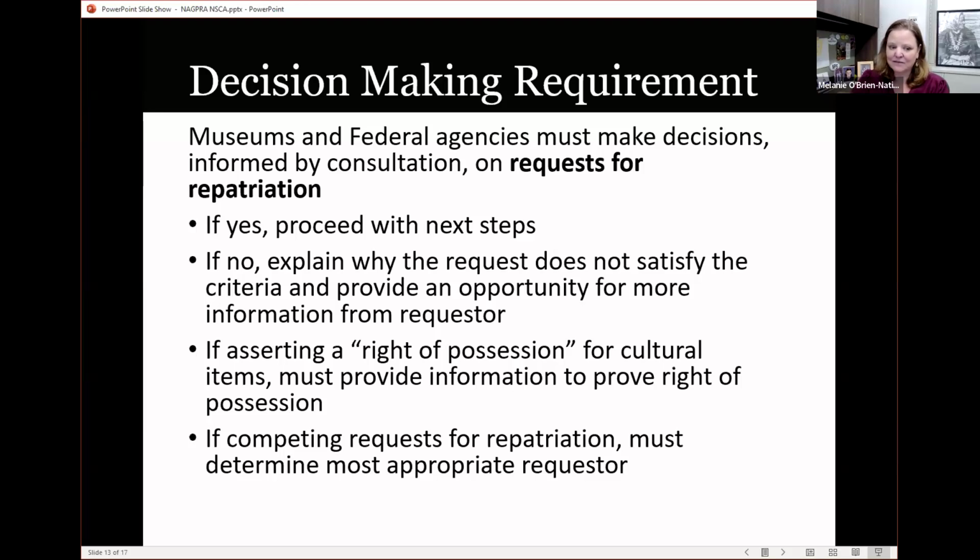There is an option for a museum to make an assertion of what's called a right of possession, particularly for cultural items in a collection. This is a very particular defined term and has to do with how the museum originally acquired the item, whether or not it can make that assertion of a right of possession and prove that it has that right of possession, but that is the one way that a museum may deny a request for repatriation. In addition to that, there are times where there are competing requests for repatriation, and there is an obligation for museums in those cases to make a determination of the most appropriate requester.